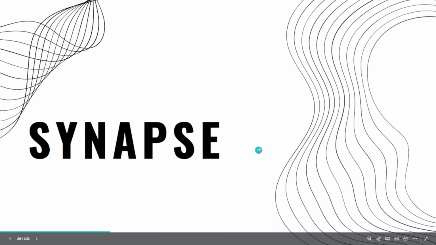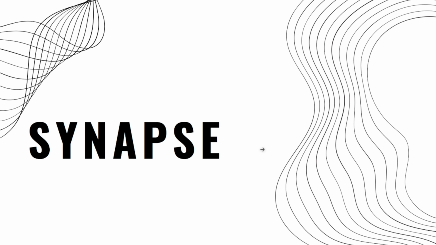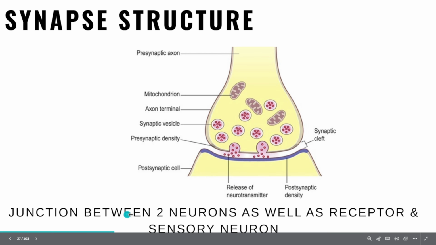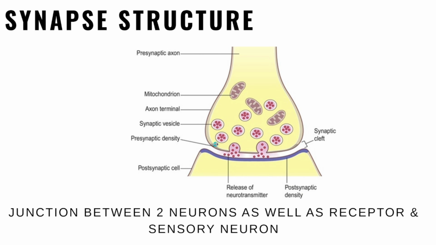Okay, next we go through the synapse. You already learned this in SPM. What is the synapse? The synapse is the gap junction between two neurons, maybe afferent neuron and interneuron, or afferent neuron and efferent neuron, as well as between the receptor and sensory neuron. Okay, so this is the basic structure.